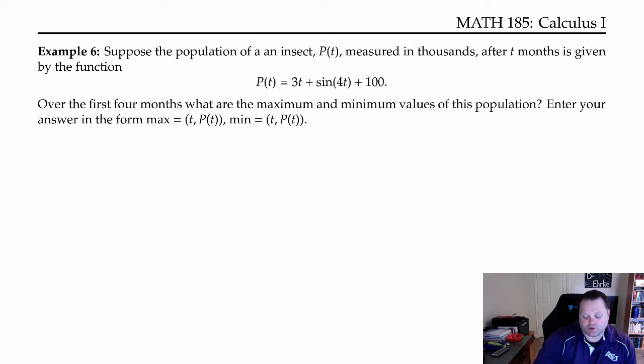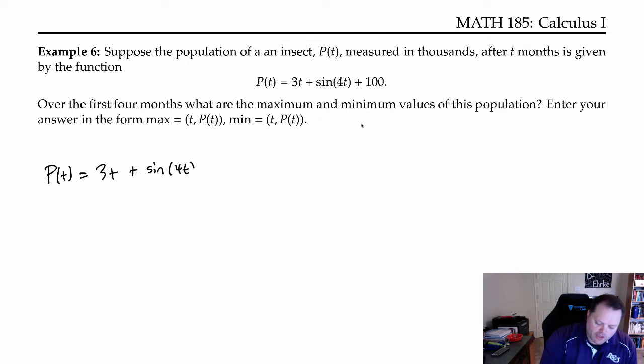Sometimes this can be more difficult than you might think. One of those times is when our problem involves trigonometric functions in some way, because you can get multiple critical points with trig functions. So I want to illustrate that with this example. We've got our function p of t. This is modeling the population of an insect colony. Population numbers are measured in thousands here. And we're going to look at this over the first 4 months and see what the maximum and minimum values of the population are.